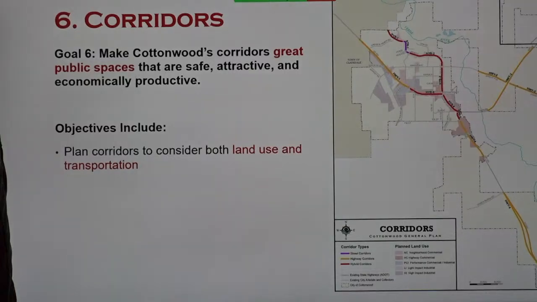This one talks about corridors. We've gone over this, the 3 different types of corridors that are recognized here. And the idea here is to plan corridors to consider both land use and transportation, because corridors aren't just the street. It's the street plus the sidewalk plus the lighting plus the parking plus the buildings and the landscaping. It's everything. So the idea is to comprehensively look at those corridors as we plan them.